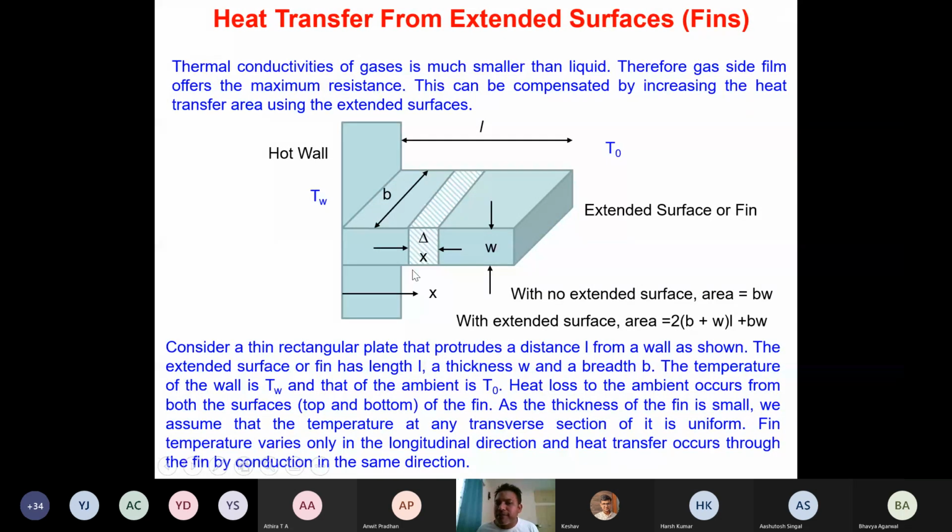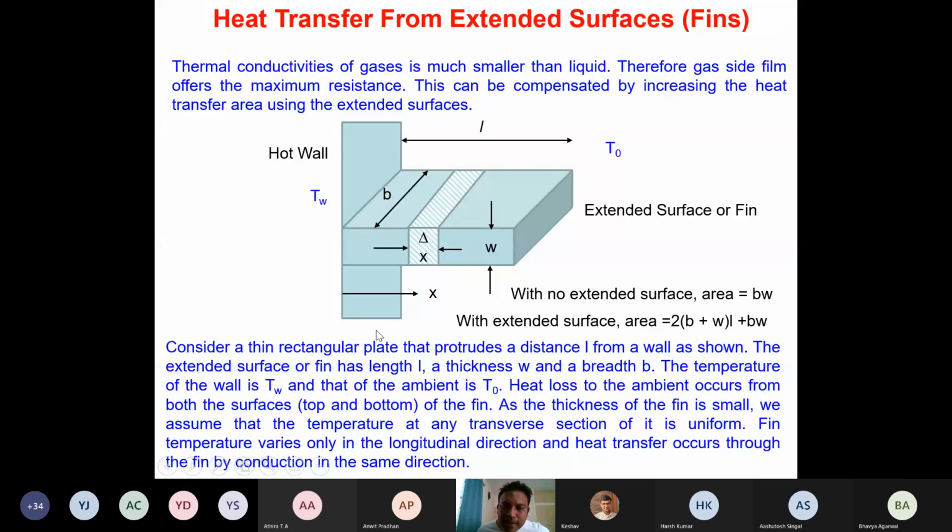So only the temperature gradient is present along the longitudinal direction, that means along the x direction. So that is the assumption. In real life, we will have some temperature distribution across the thickness, but we are neglecting that, because the thickness of the fin is small. Is it clear to everyone?